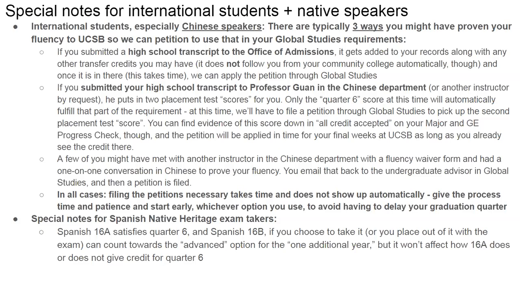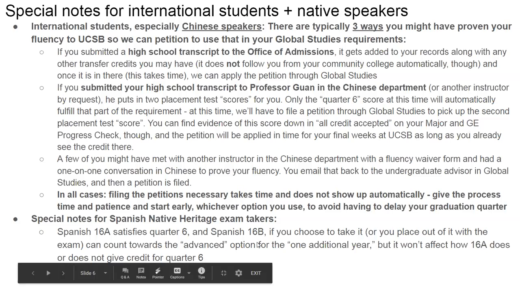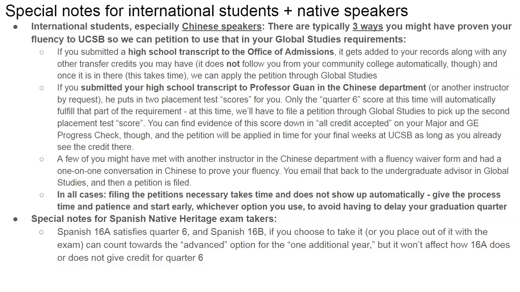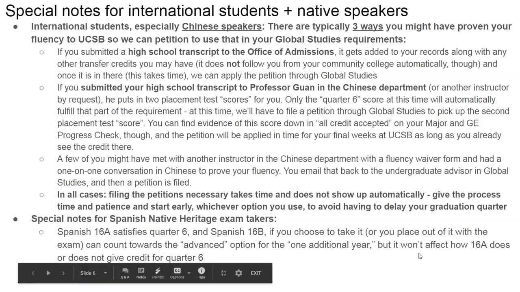There's also the option to take Spanish 16B, or maybe you scored so high on the exam that you completely cleared out of Spanish 16B. Spanish 16B is totally optional if you wanted to use this option. You could use Spanish 16B, whether you take the class or you placed out by the exam credit, towards the advanced option for the 1 additional year. Because it would be 1 additional year, that's 1 quarter class right there. Then you would just need 2 additional quarter classes that are labeled advanced Spanish or upper division classes taught in Spanish fluently. But it won't affect how 16A does or does not give you credit for quarter 6.